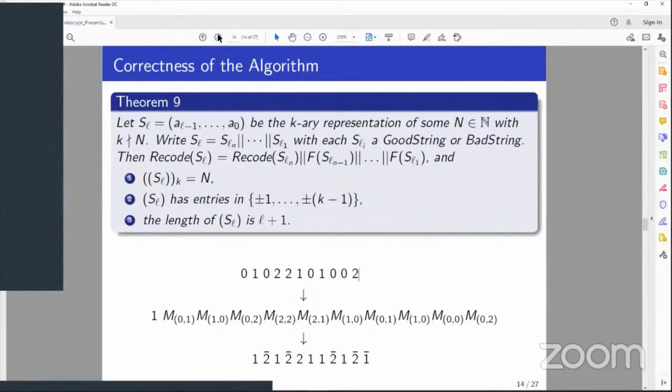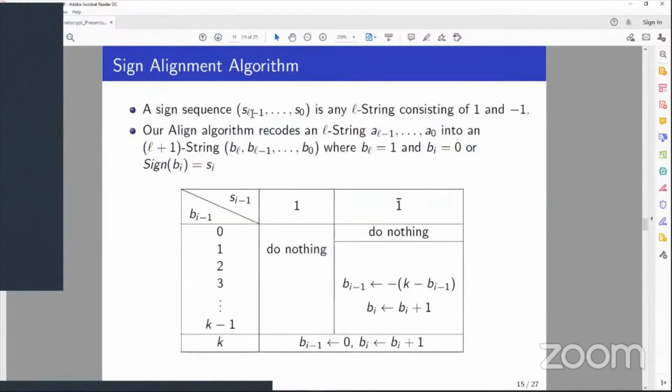So for our sign alignment algorithm, a sequence of signs is given, represented by 1 and -1. We can recode a scalar according to the sign sequence by following this table. This is the sign sequence, which can be either 1 or -1, and these are the scalars 0, 1, 2 to k -1.